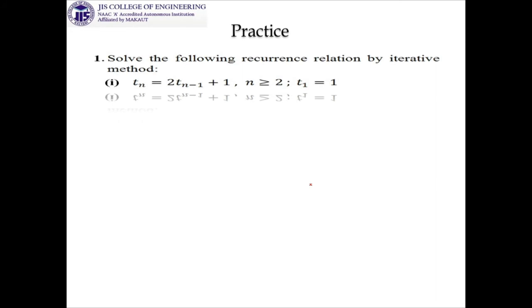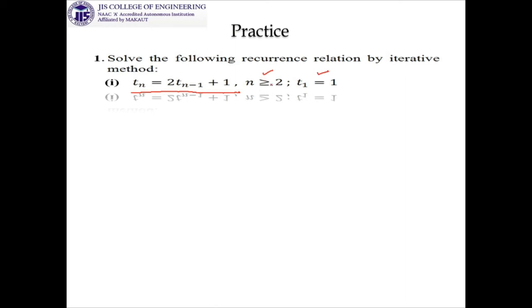Now you know that in every class we do some practice. Here also we are going to solve the following recurrence relation by the iterative method. So first of all, please follow the problem. Tn is equal to 2 into Tn minus 1 plus 1. Very good. n has the restriction n is greater than or equal to 2, and T1 is 1. The initial value is also given.